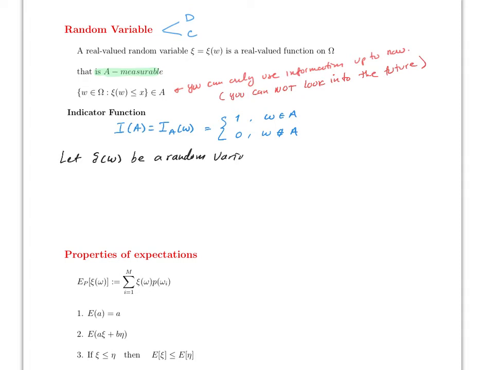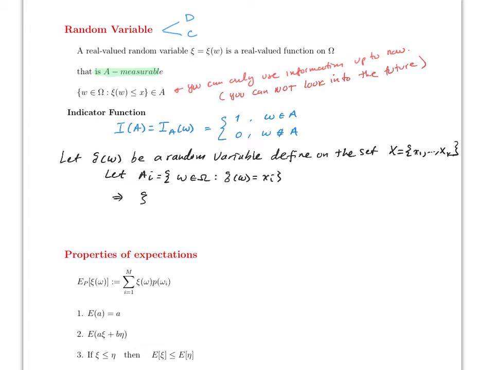Okay, so therefore, if you let X of omega be a random variable defined on the set x equals x1 all the way to xk, and then you let AI be the set of omega belonging to the sample space such that X of omega is equal to xi, then that implies that X of omega will be the sum from I equals 1 to k of xi times the indicator function. So this will be a discrete random variable.